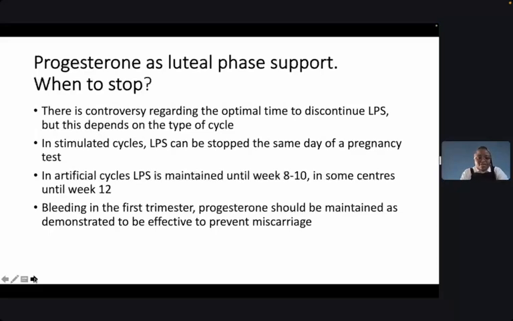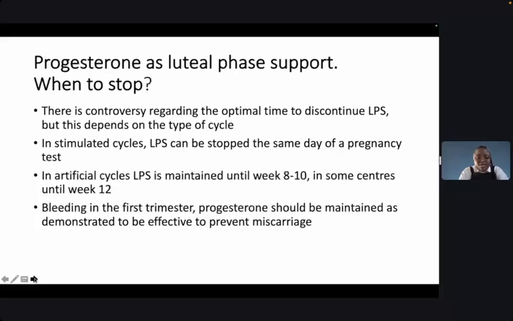And then for this patient, when is an ideal time to stop? There are still controversies regarding the optimal time to discontinue the progesterone for luteal phase support. It also depends on the type of cycle that this patient has been given. In a stimulated cycle, what most of the authors' evidence says is that the luteal phase support can be stopped as soon as the pregnancy test is positive.